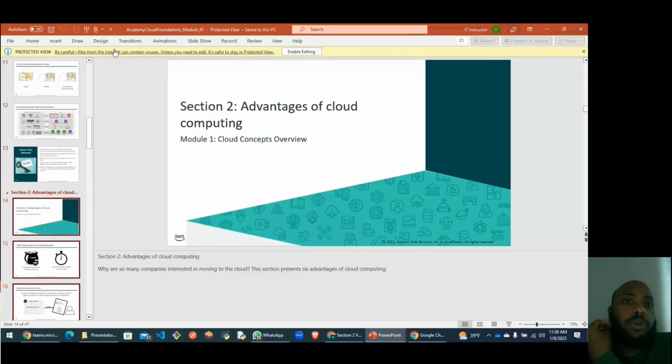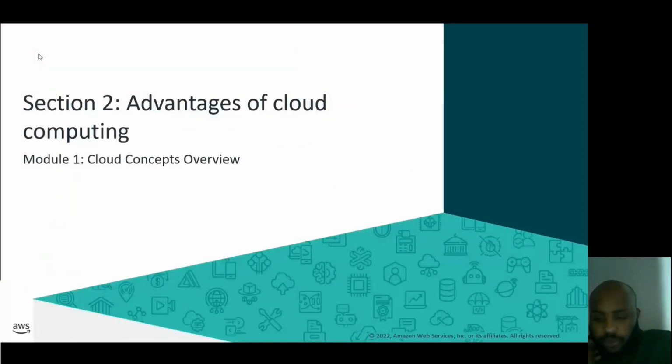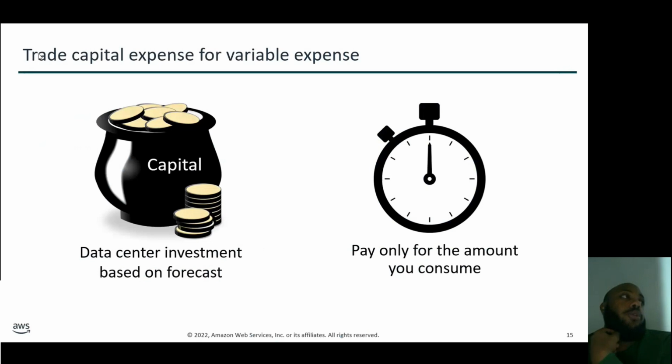Okay, so we saw the different advantages of using the cloud over your traditional infrastructure or traditional setup for having computing power or servers running. So the first one is that you trade in your capital expense for variable expense. Now, what does that mean?